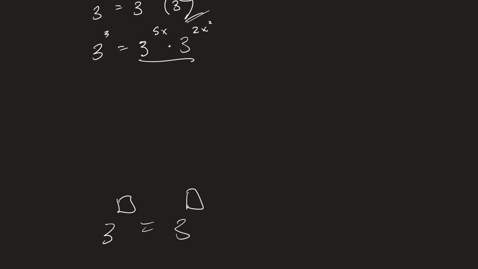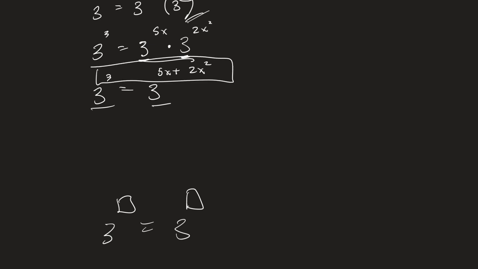So to combine them, use the product rule of exponents. If you're multiplying common bases, add the exponents. So this is going to be 3 to the 5x plus 2x². Okay, now the bases are the same, so I can equate their exponents. So 3 is equal to 5x plus 2x².